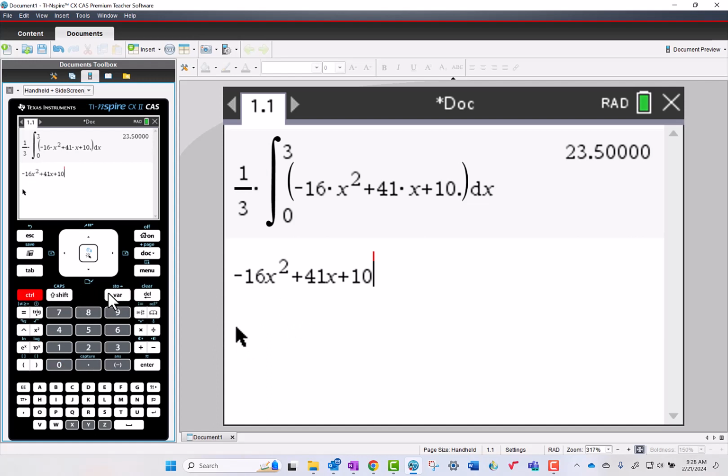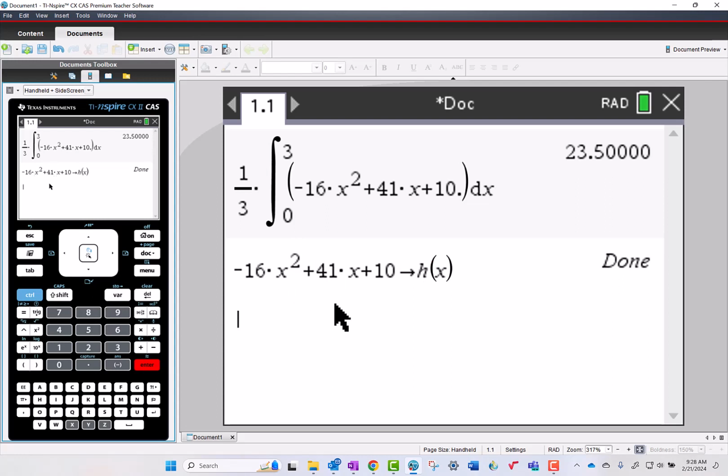So control store, and I need to actually name it a function. I can't just say, I don't know, like h. I am going to use h, but I have to do h of x, like that, right? I have to store it like that. And then I hit enter, and it's stored.